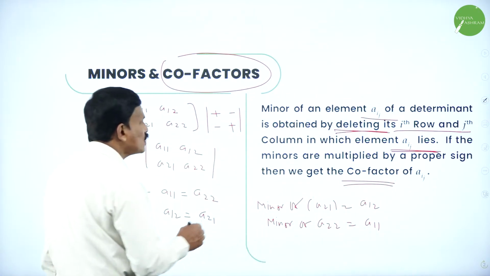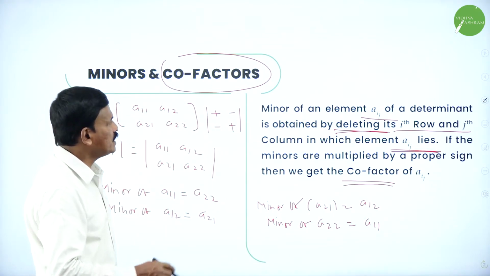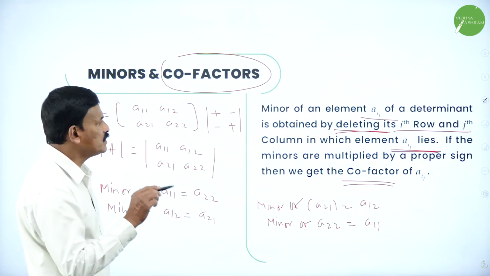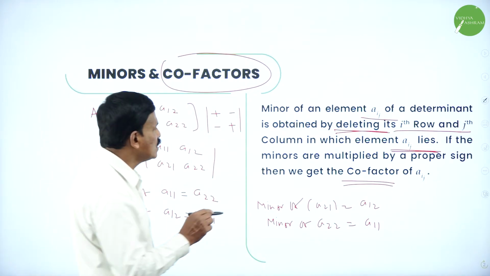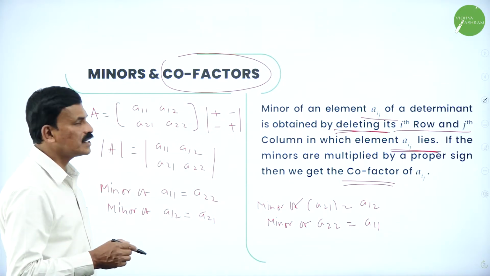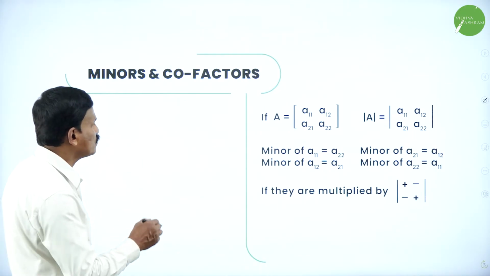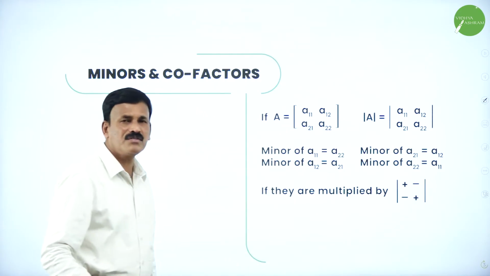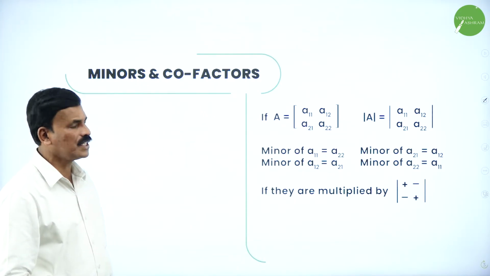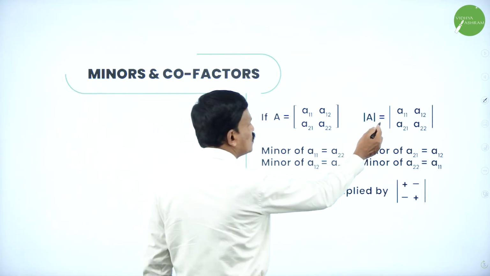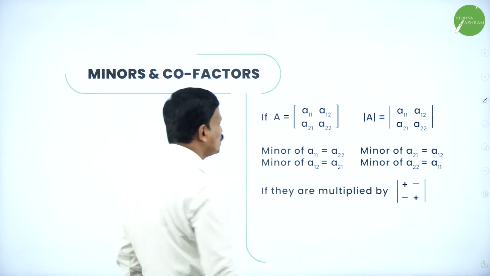Now, let us discuss in detail once again. The minor of an element Aij of a determinant is obtained by deleting its ith row and jth column in which the element Aij lies. So, if the minors are multiplied by a proper sign, then we are going to get a cofactor. So let us consider A equal to A11, A12, A21 and A22 as a matrix, and the determinant associated with the square matrix A11, A12, A21, A22.